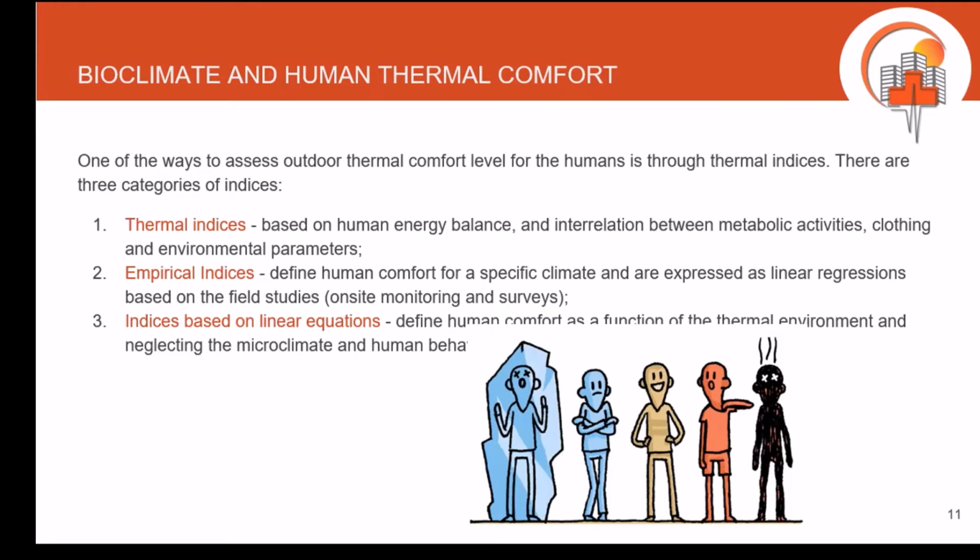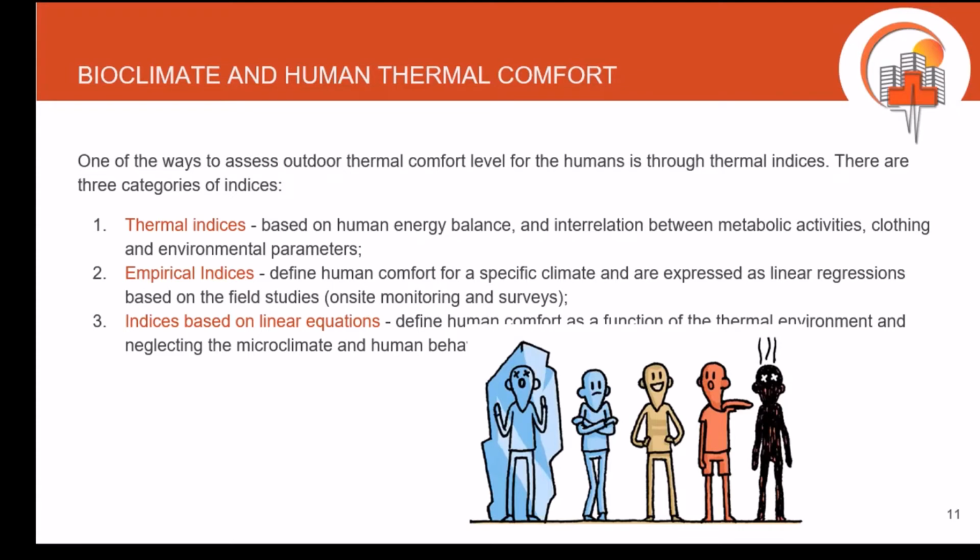So how do we calculate and present this thermal comfort? We do that by calculating thermal comfort indices. These indices we can split into three categories. First, we have thermal indices that are based on human energy balance, and they are also interrelated with the metabolic activities of one person.